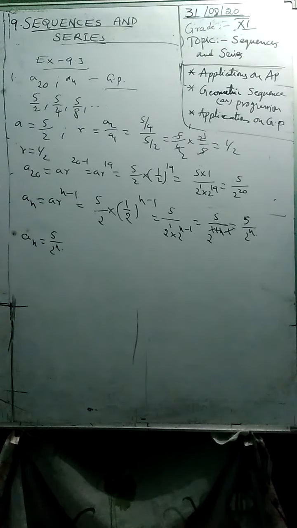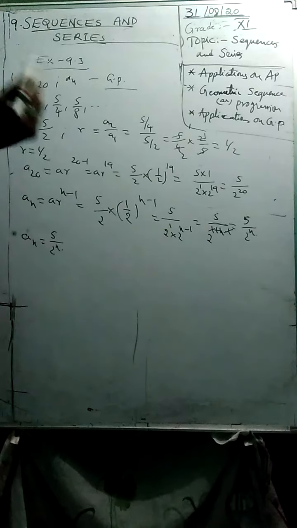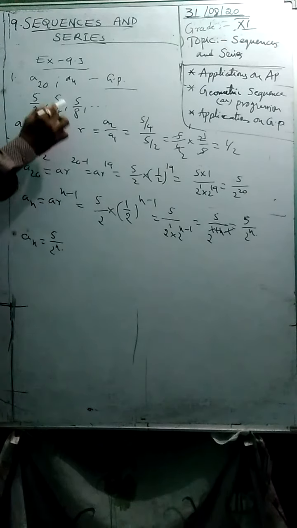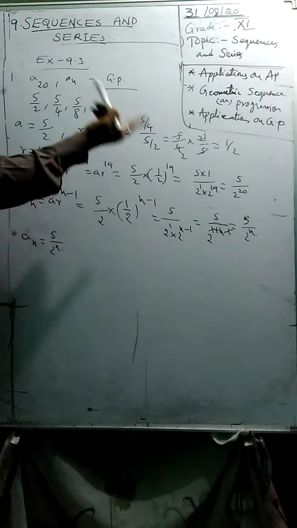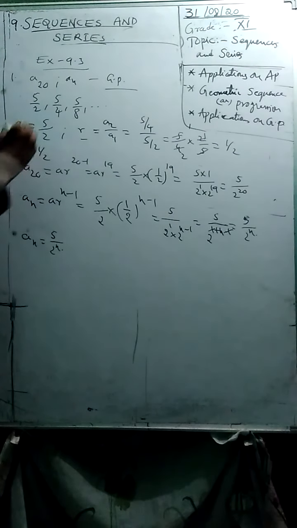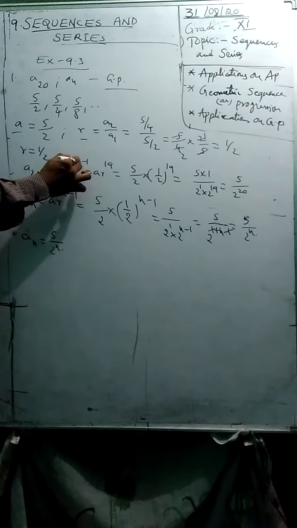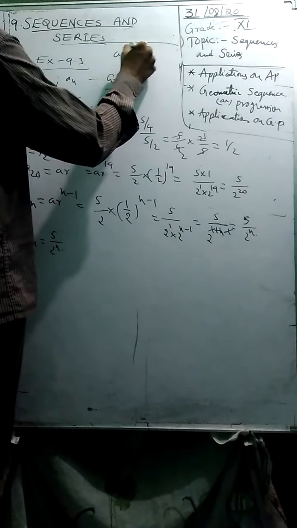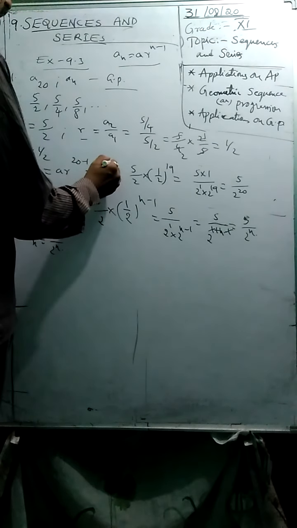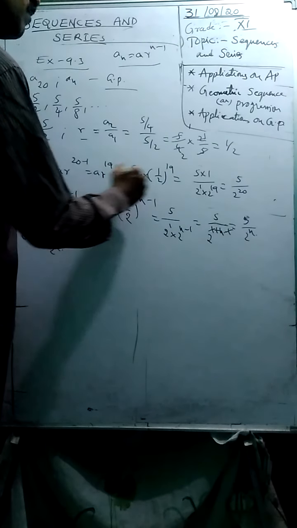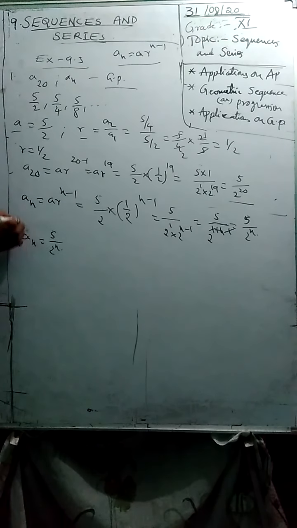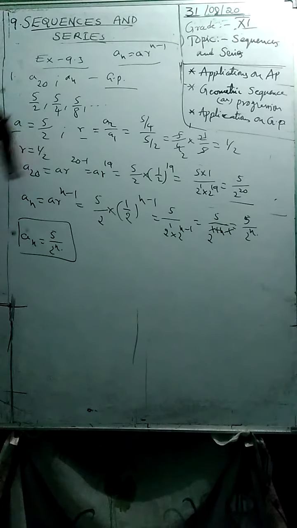So let us continue with the second problem, then we will stop and continue next class. A20 and An we need to find in the given geometric progression. First, let us take the R value, found by using the formula A2 by A1 or A3 by A2. After doing this, we got the R value 1 by 2. A20 is defined by the An formula, A R power n minus 1. Substituting n as 20, we get A R power 19. Then after simplification, we got A20 as 5 by 2 power 20. Similarly, An we got as 5 by 2 power n.